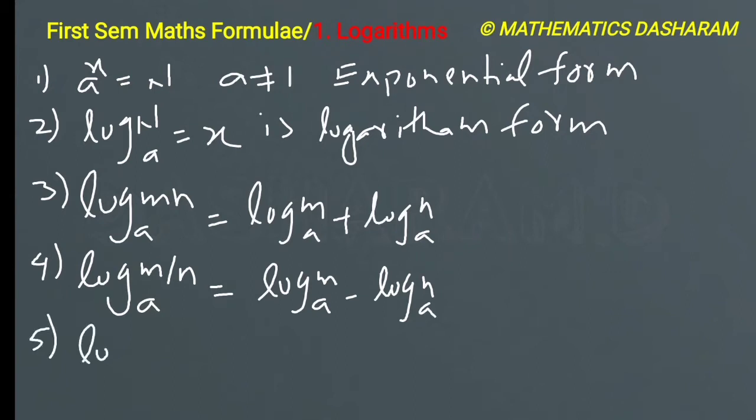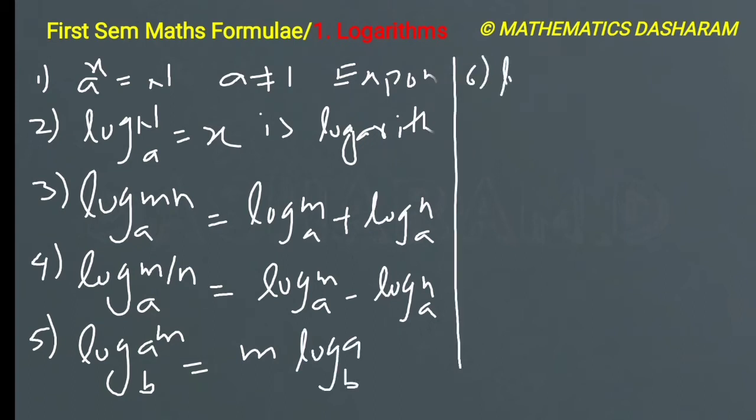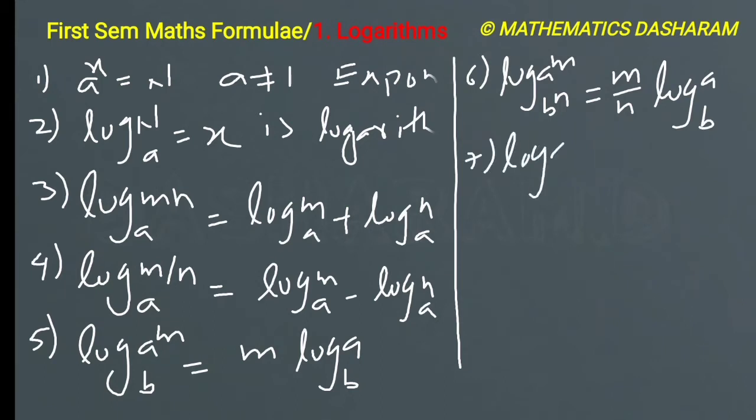Next, the fifth one, log of a to the power of m base b equals, this power will become m into log a base b. Next, the sixth one is log of a to the power of m, b to the power of n equals m by n log a base b. The seventh one is log of a to the power of 1, b to the power of n equals 1 by n log a base b.